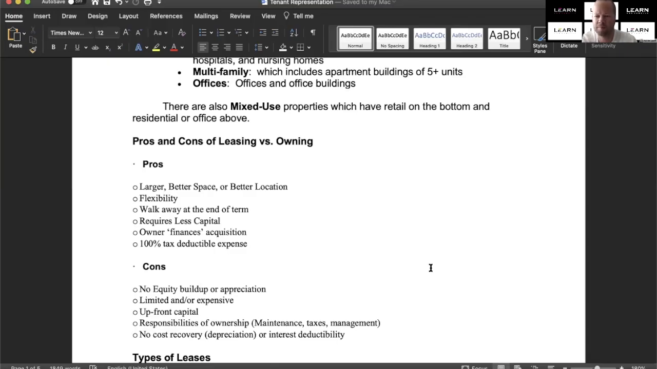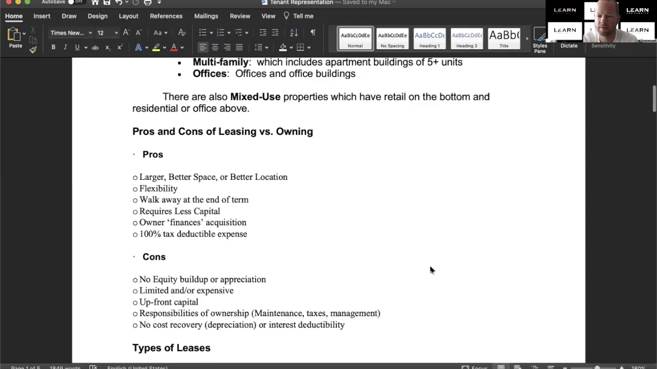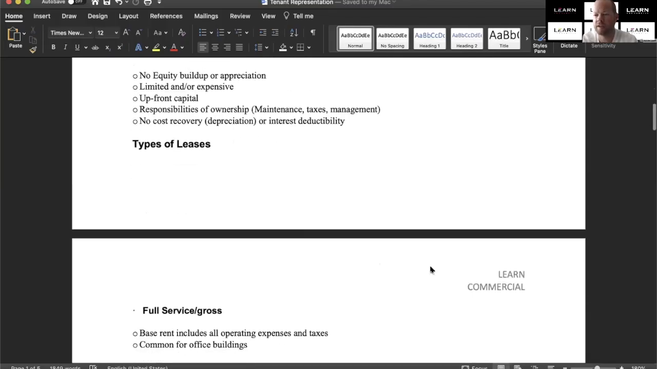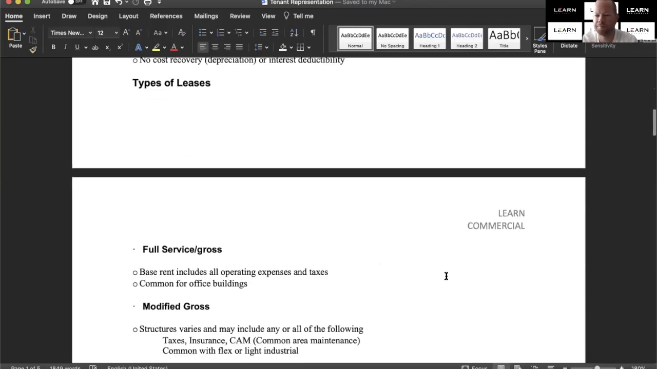Responsibilities of ownership, maintenance, taxes, management. If something goes wrong, no cost recovery or depreciation or interest deductibility. So when you're looking at your taxes, there are some tax benefits as well, but both have tax benefits, just a different way. All right, let's look at the types of leases real quick.